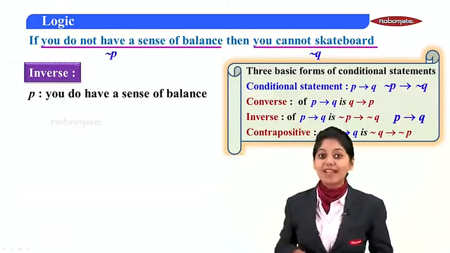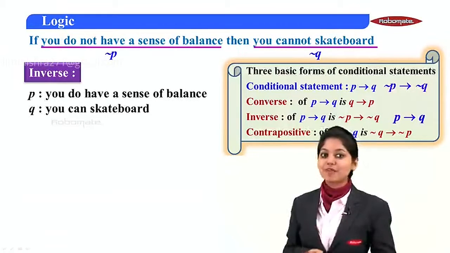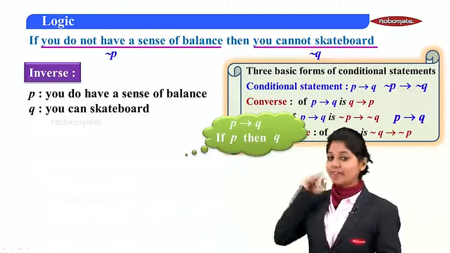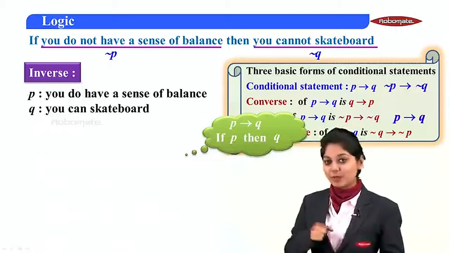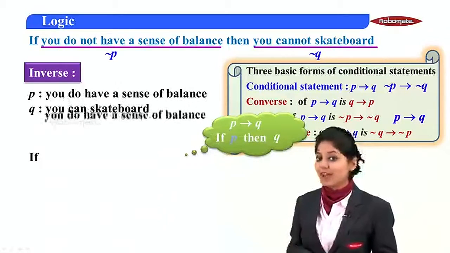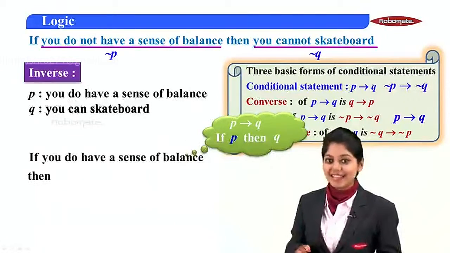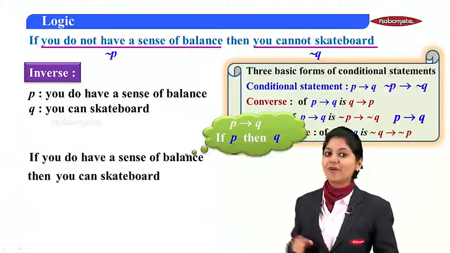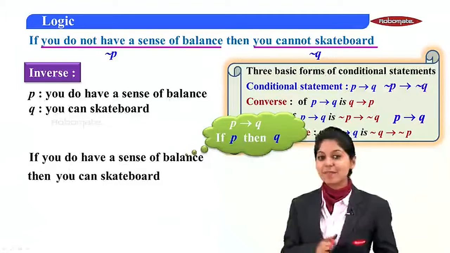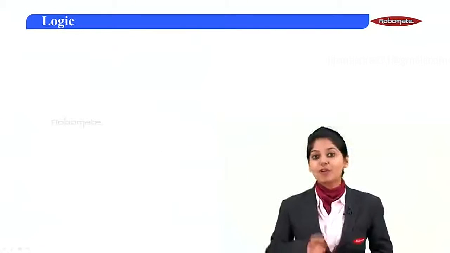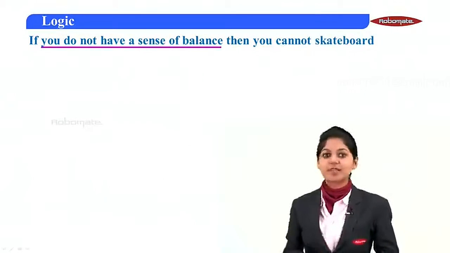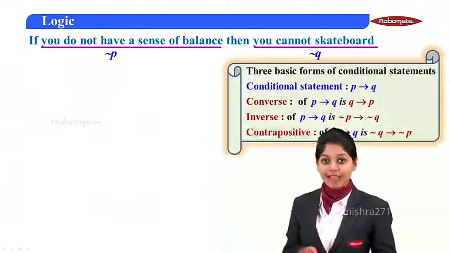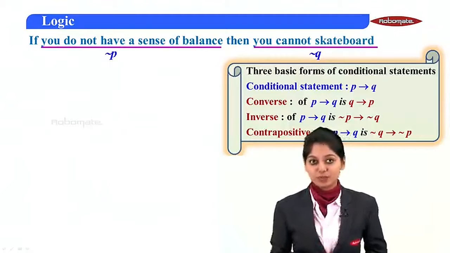And then how do we write it? Yes, we have P, Q in front of you, though we'll have the formula also. If P then Q, so it will be given as if you do have a sense of balance, then Q, you can skateboard. Yes, and that's your answer for the inverse. Simple enough. Now we'll go for the contrapositive for the same statement, where negation P and negation Q are in front of you, as well as P, Q also.